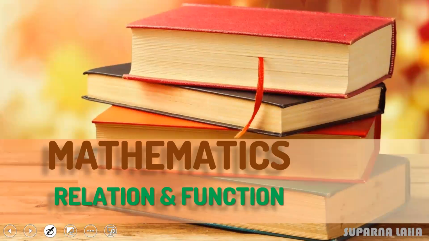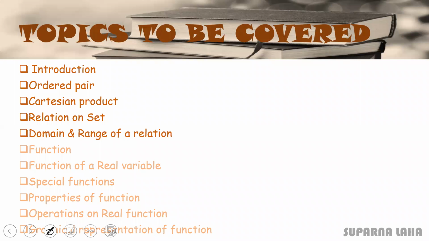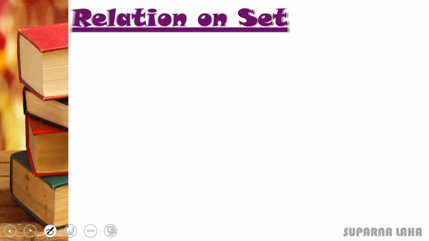Welcome everyone. So we're discussing this chapter, relation and function, and we already completed up to this Cartesian product and its applications. So today we will talk about relation on a set and its domain and range of a relation. So let's start with this relation on a set. How to define this relation on a set?